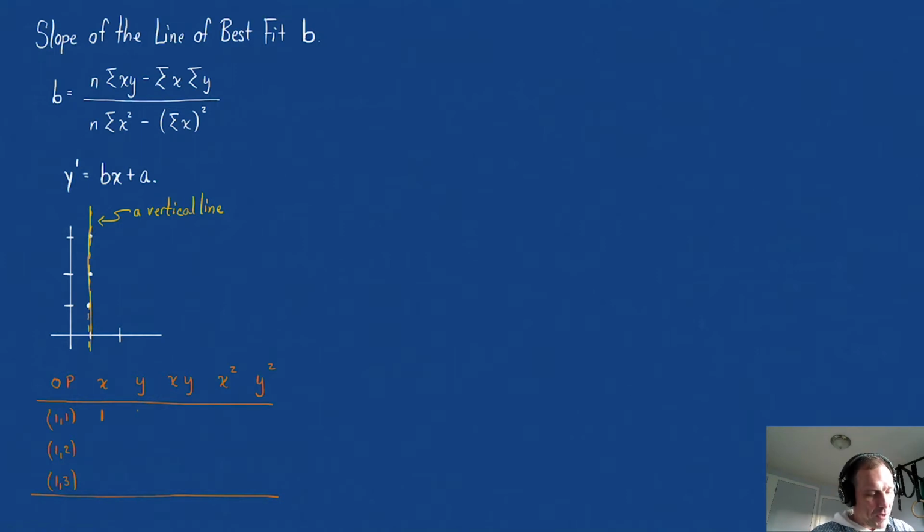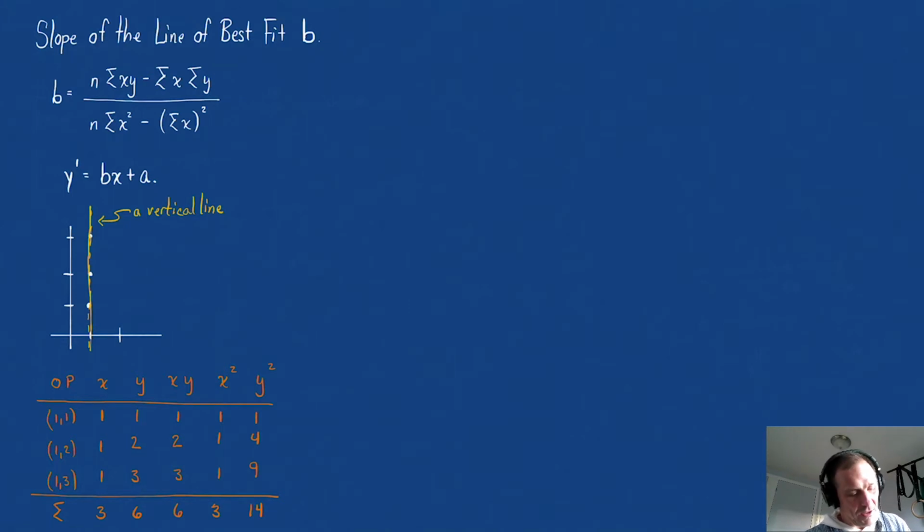So x is 1, y is 1, xy is 1, x squared is 1, y squared is 1 as well. And then we have x is 1, y is 2, xy is 2, x squared 1, y squared 4. Finally, our last one, x is 1, y is 3, x times y is 3, x squared is 1, y squared is 9. Let's add these up. So the summations of each column are 3, 6, 6, 3, and 14.